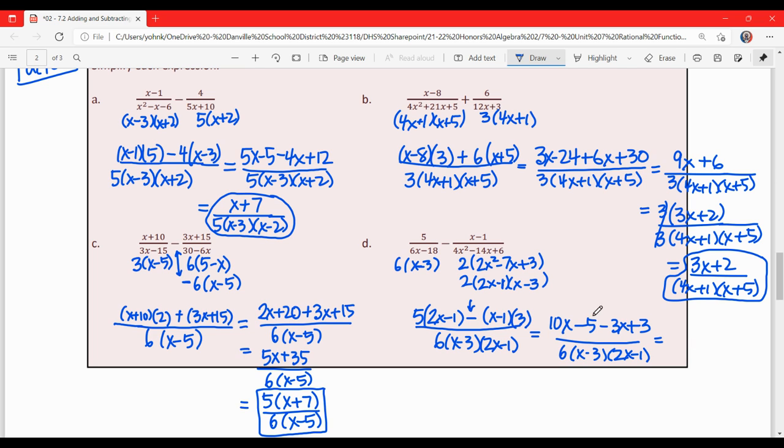All right, let's combine like terms. We got 7x minus 2 over 6 times x minus 3, 2x minus 1. And it looks like that's all we can do.